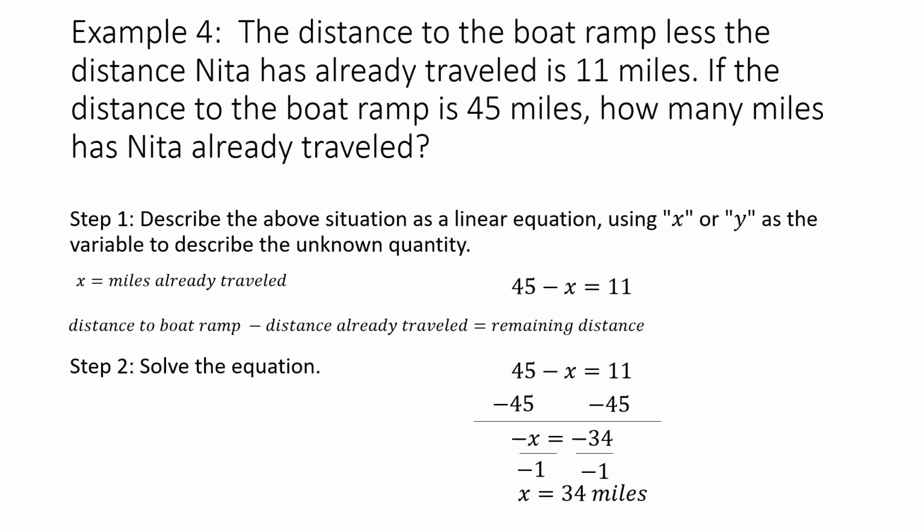And so if you think about it, the distance to the boat ramp is 45 miles minus the 34 miles. That gives us that first sentence, the distance to the boat ramp less the distance Nita's already traveled is 11 miles. 45 minus 34 is equal to 11 miles. So that gives us what we want.